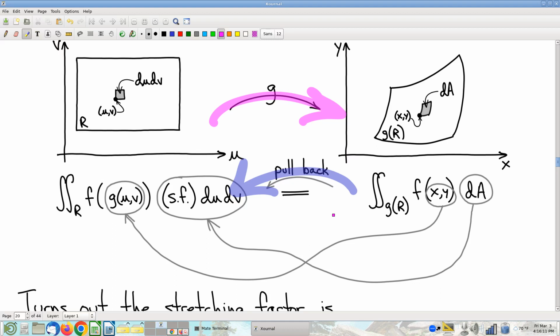What if the only function I can find is the opposite? What if I can find u and v as functions of x and y, but then I'm not pulling back, then I'm kind of pushing forward or something? Can you do that? Is that okay?